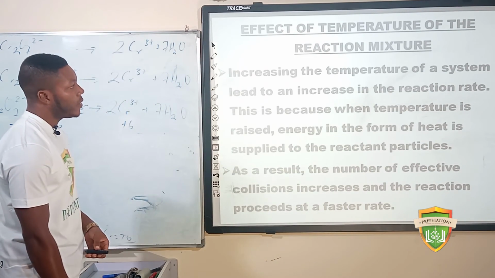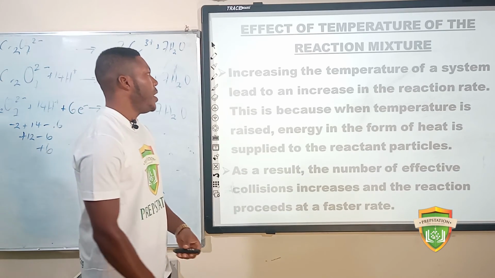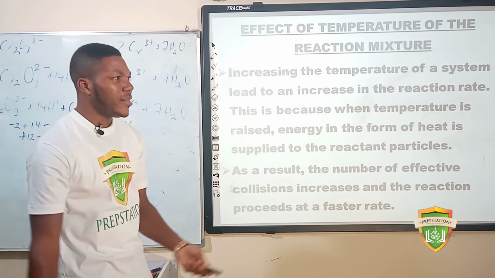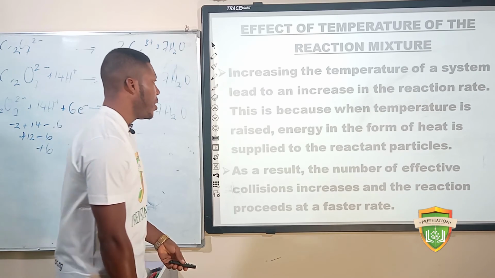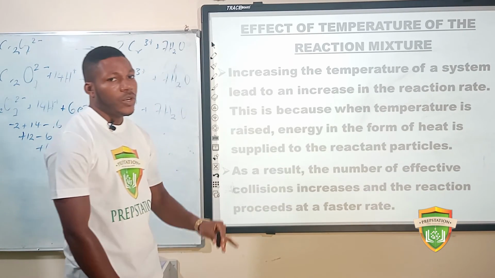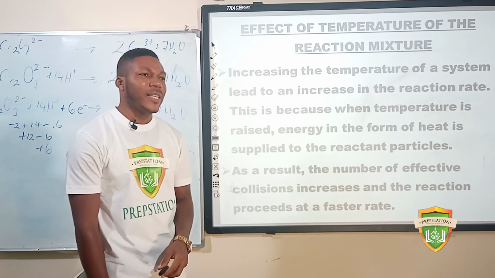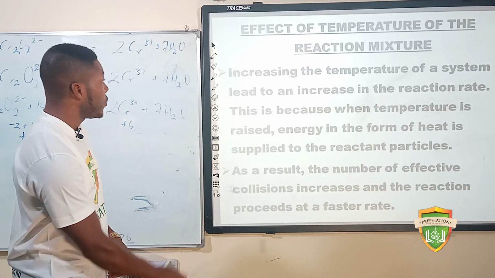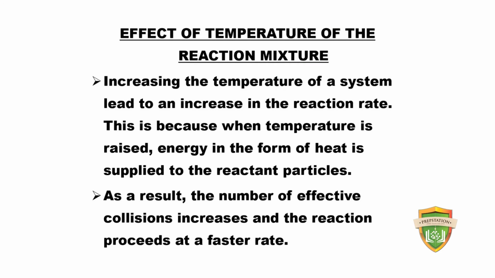Okay, what are the effects of temperature? Increasing temperature also increases the rate of a chemical reaction. But if you lower your temperature, what happens? You bring down the level of the colliding particles in the chemical reaction. So increasing the temperature of the system leads to an increase in the reaction rate. This is because when temperature is raised, energy in the form of heat is supplied to reactant particles. As a result, the number of effective collisions increases and the reactions proceed at a faster rate.